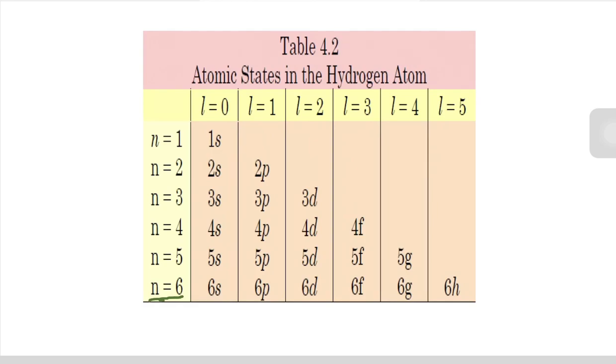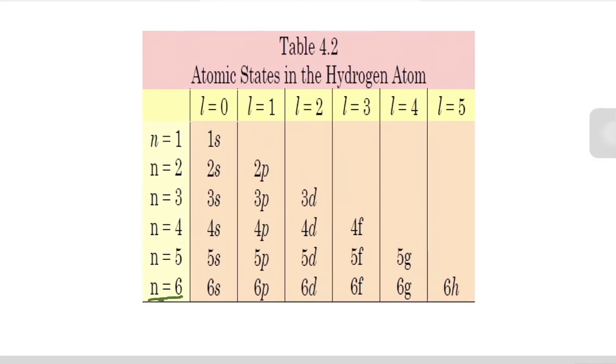For example, if we have n equal to 6, we have 6 values of the orbital quantum number. They are L equal to 0, which is called 6s, L equal to 1, 6p, L equal to 2, 6d, L equal to 3, 6f, and then 6g and 6h.